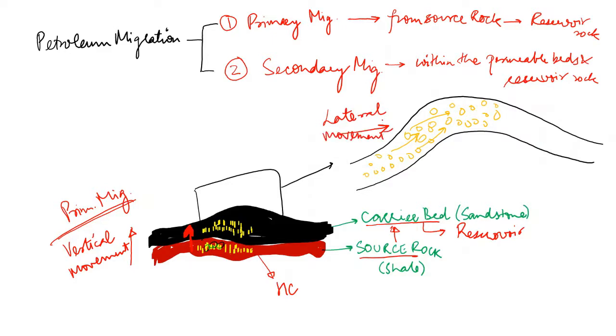This lateral movement is termed secondary migration. In the first case, the primary migration, it is from the source rock to the reservoir rock or the carrier bed, and the secondary migration is the lateral movement. So now comes the importance of traps. Through secondary migration, let us say this hydrocarbon has reached the hinge of this anticline, which has the highest pressure. So it accumulates over there and this becomes a trap.